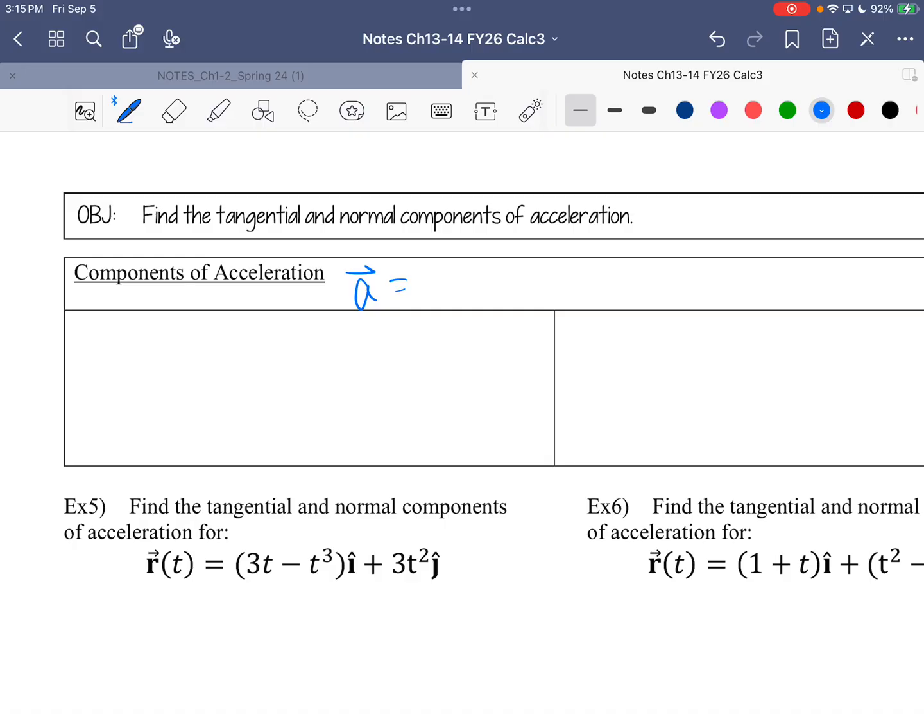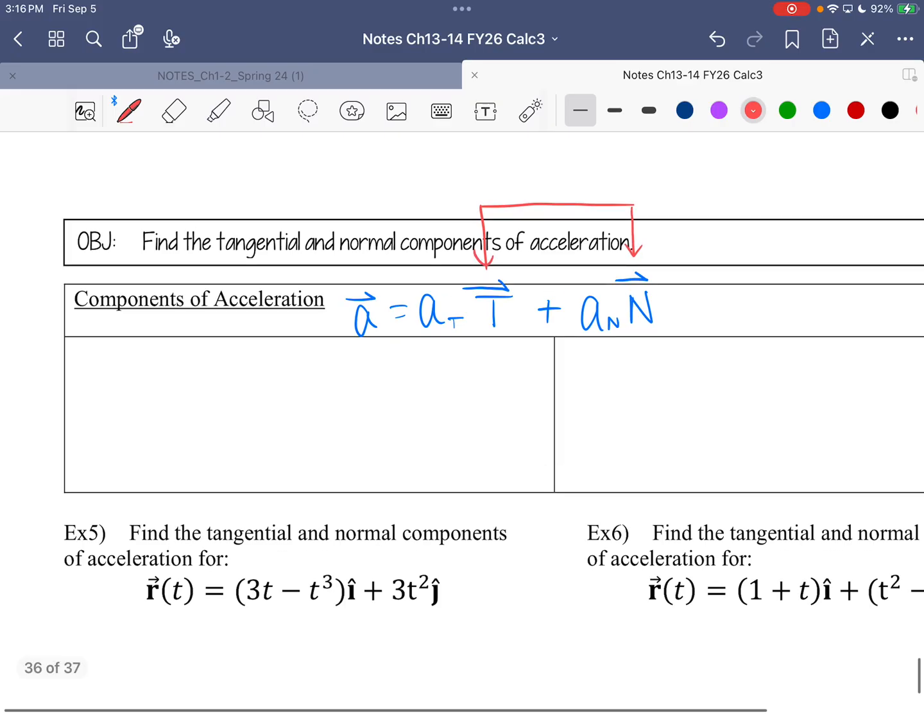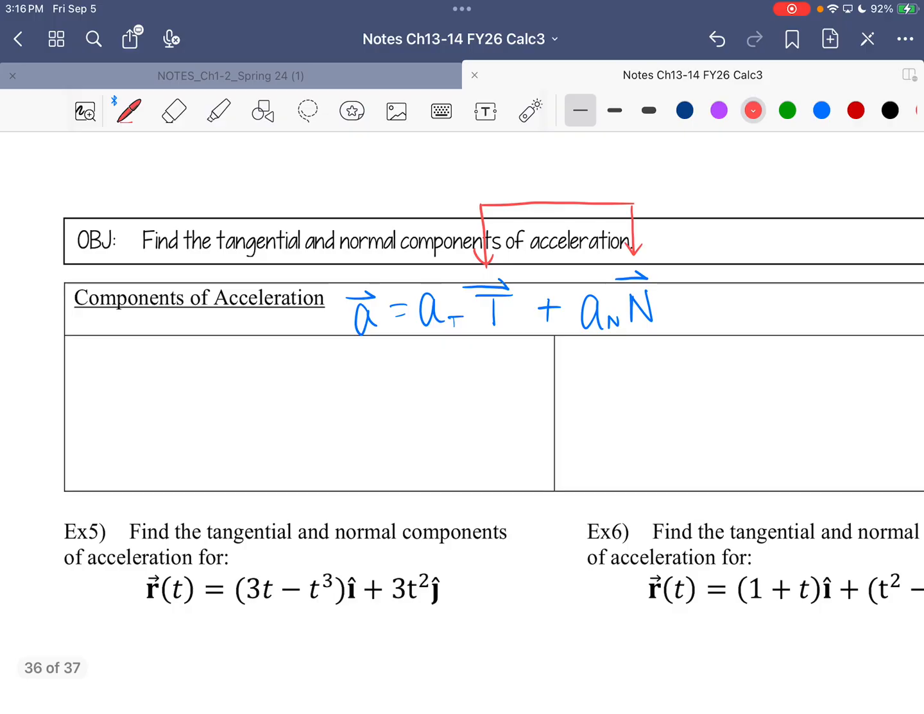Acceleration is made up of AT, that's like a subscript, times the unit tangent we found last class, plus AN times the normal unit vector. We have to multiply the components by these unit vectors, T and N, because they help us find the direction. These are really directional.